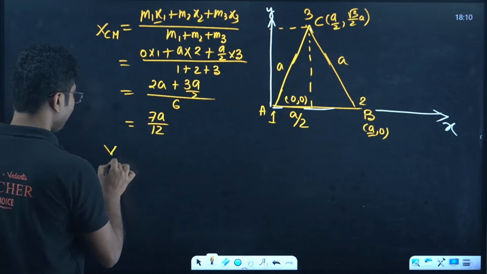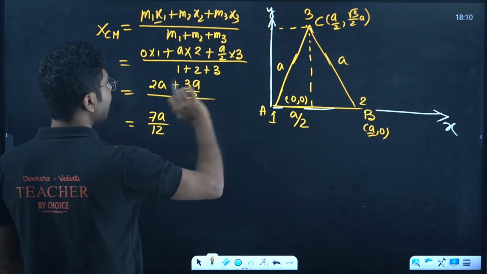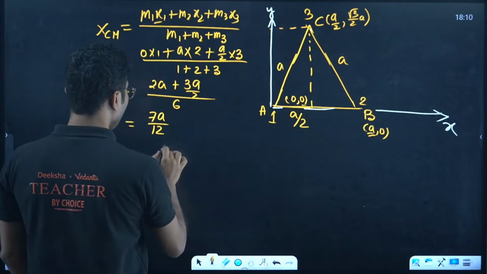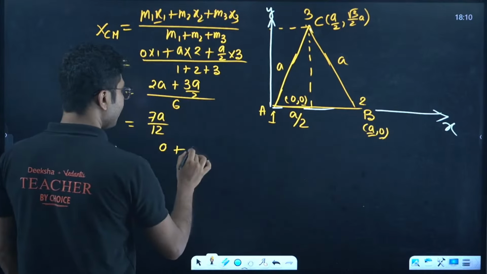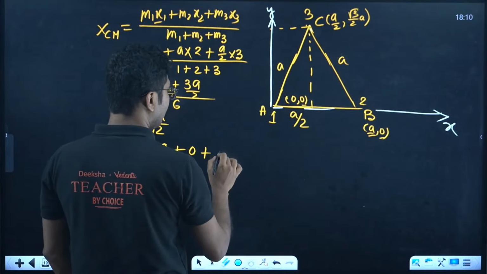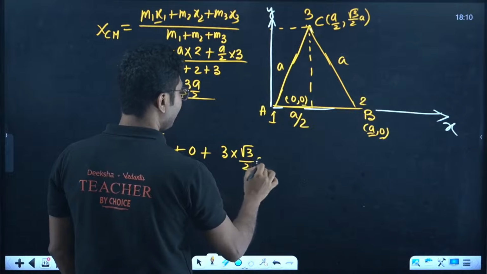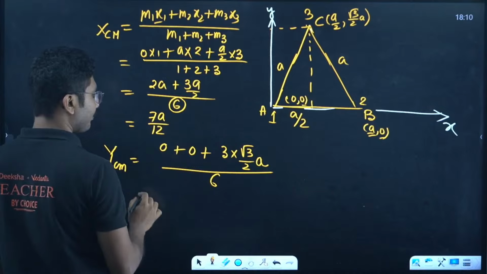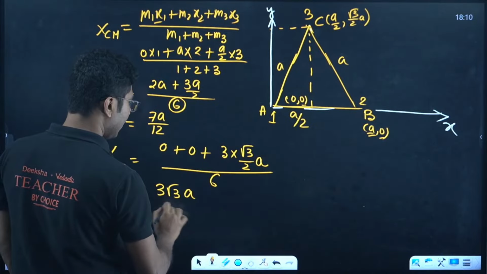What is YCM? YCM will be the same method, everything is same, only X becomes Y. So here Y is 0, so the first term is 0. Here also Y is 0, so the second term is also 0. In the third term, the mass is 3, the Y component is root 3 by 2 A, and divided by the sum of masses, which will remain same. So we get 3 root 3 A by 12.